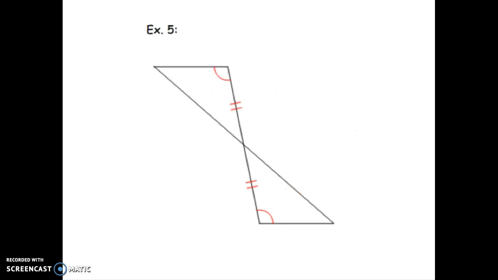Example 5, so we share an angle. So I'll put 2 angle arcs here and 2 angle arcs here. And if we read this in order, we have an angle, a side, and then an angle. And also for this one, angle, side, angle. So that tells us that the congruence theorem is angle, side, angle.